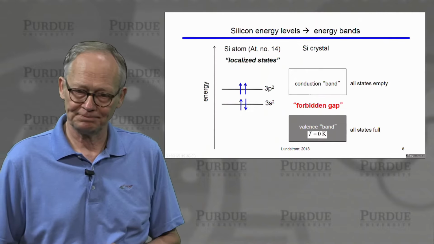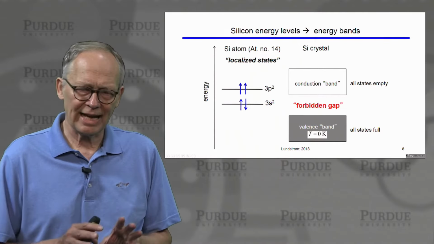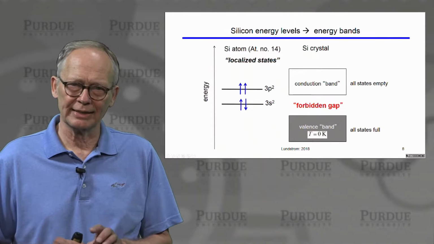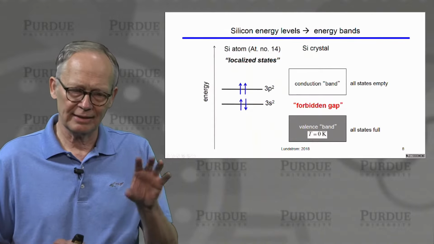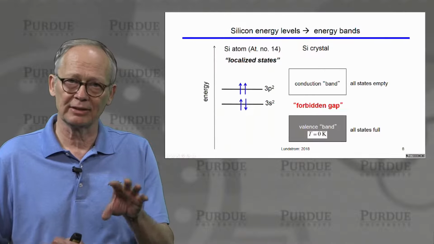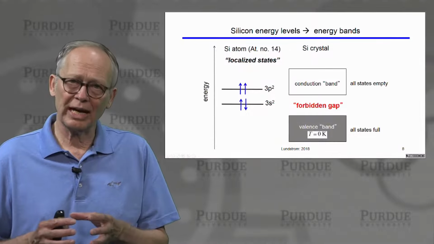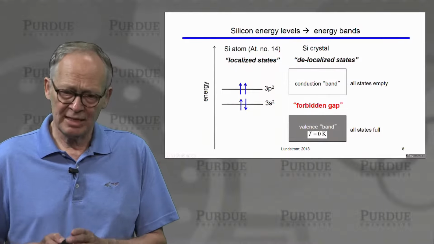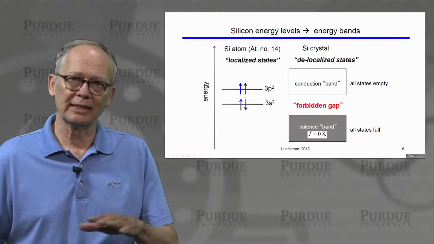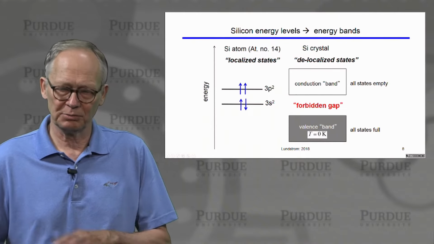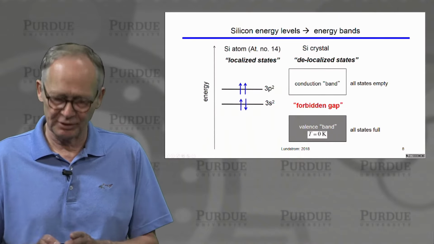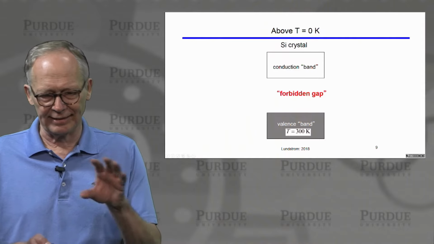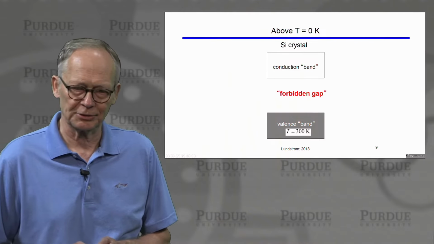So what has happened here is that in an isolated silicon atom, the states are localized. The electrons are localized, and they sit on specific silicon atoms. Once this interaction occurs in the silicon lattice between the orbitals that are very close to each other, the states become delocalized and spread throughout the entire crystal, which means that electrons can move throughout the entire crystal. That's a very important change that takes place from isolated atoms to atoms in a crystal.